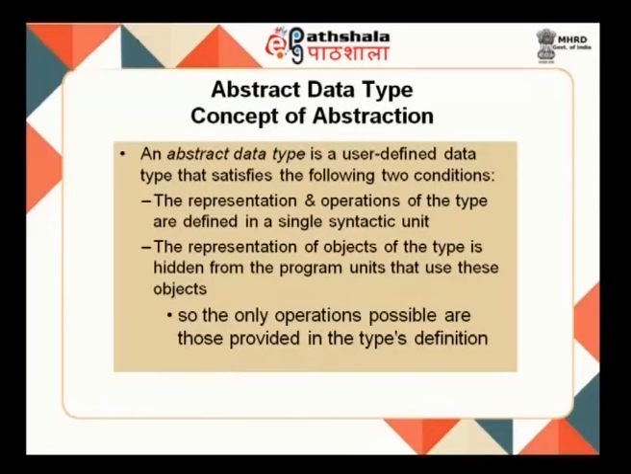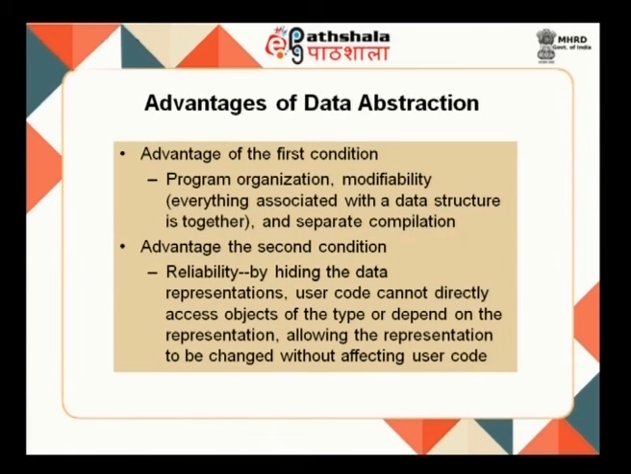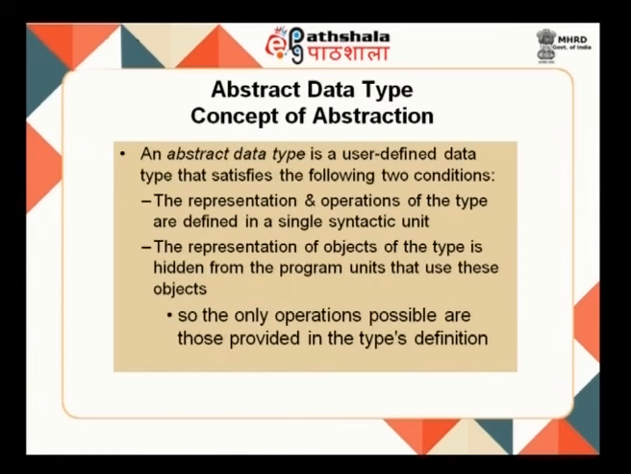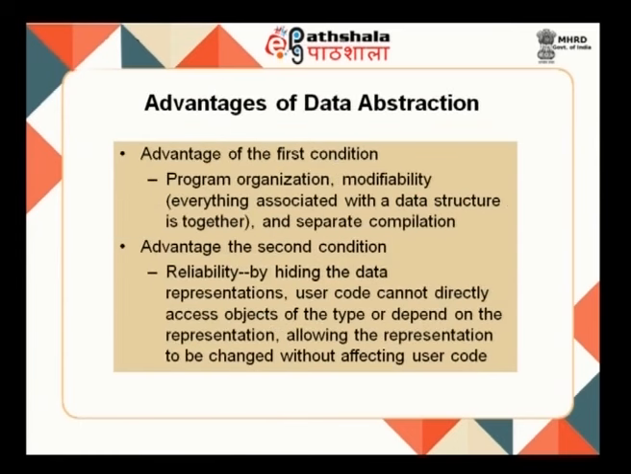So, what is the advantage of the first condition? The first condition is that the representation and the operations associated with the data type are put in a single syntactic unit. So, what is the advantage of that? The program organization, and you can do a separate compilation, with everything associated with the data structure held together. Advantage of the second condition, remember what the second condition is? The second condition is that the representation of the object is hidden. So, the advantage is reliability. By hiding the data representations, the user code cannot directly access the objects of that type or depend on the representation, allowing the representation to be changed without affecting the user code.